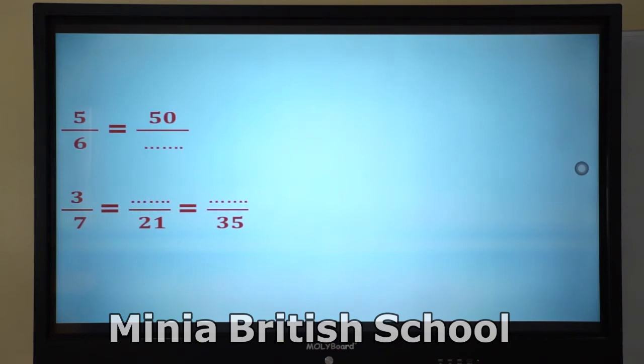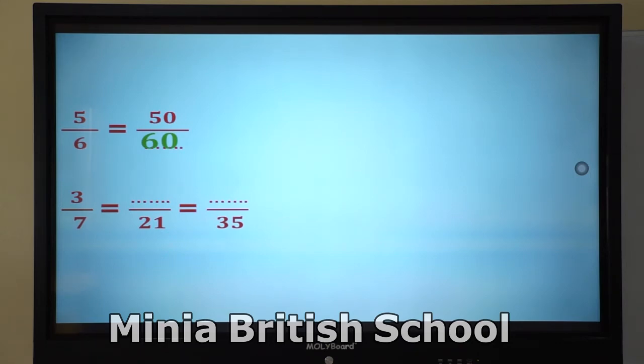Another example. Here I have 5 over 6 equals 50 over what? The missing part is the denominator. So look at the numerator. 5 became 50. So I multiplied 5 by 1 or 2 or what? Excellent. I multiplied 5 by 10. So you have to multiply 6 by 10 also. So the missing denominator will be 60. Good job. What about this difficult one?